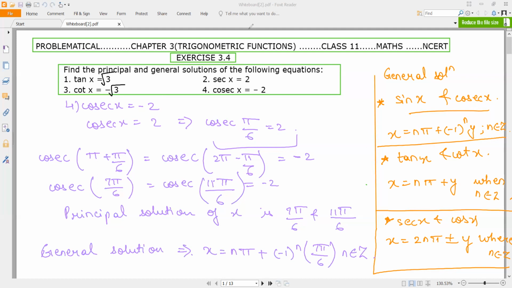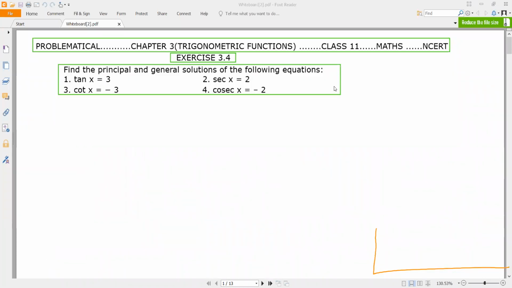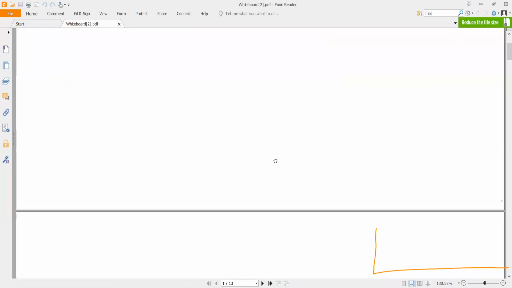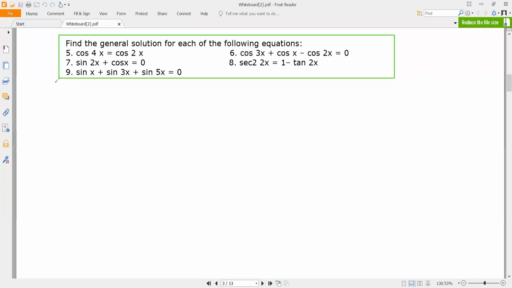Next question. Find the general solution for each of the following equations. cos 4x equals cos 2x. When you're supposed to find the general solution, it means you have to find the unknown variable. In all these questions, x is the variable. That means you have to find the value of x after you have solved the equation.